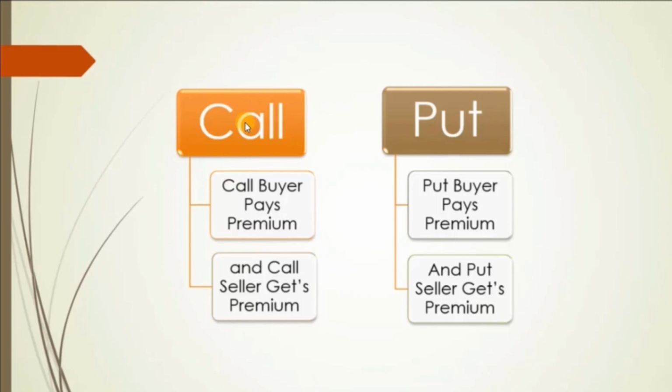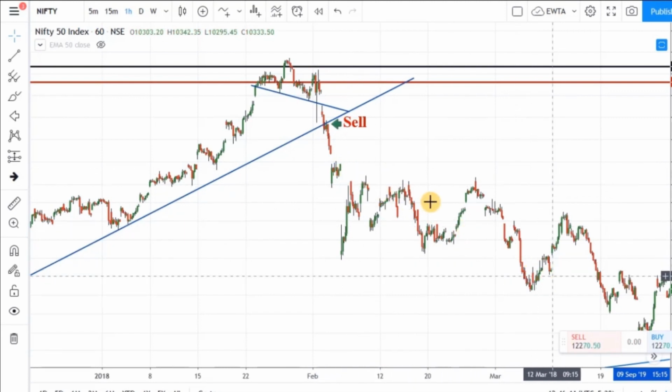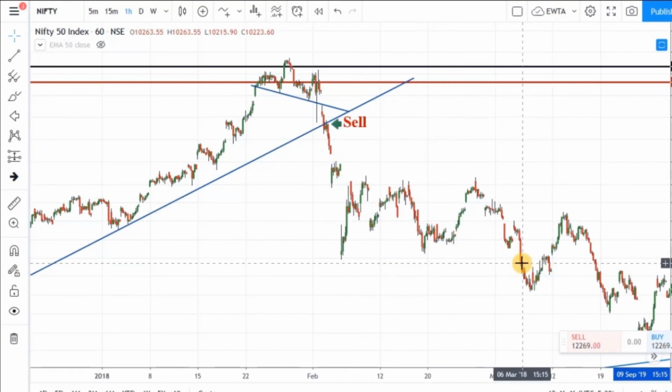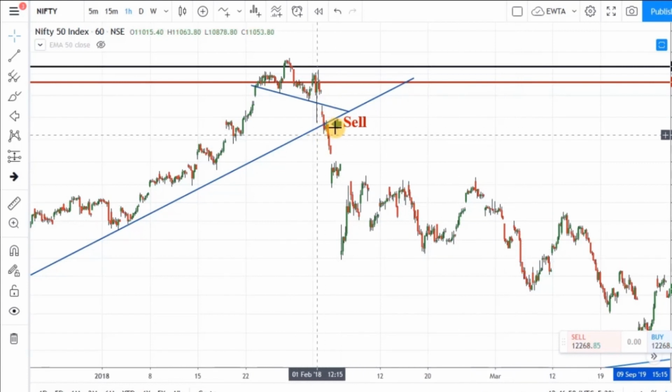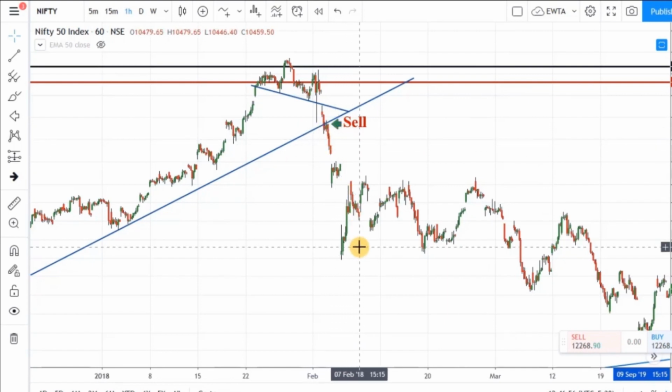A person buys a call option when he expects that prices of share will rise, and he buys the put option when he expects that the prices of the share will fall. So if the underlying asset is in downtrend and prices are falling down, in that case you can buy put option. It means you are purchasing the right to sell the stock at a given price, and if stock price falls, you will make profit.